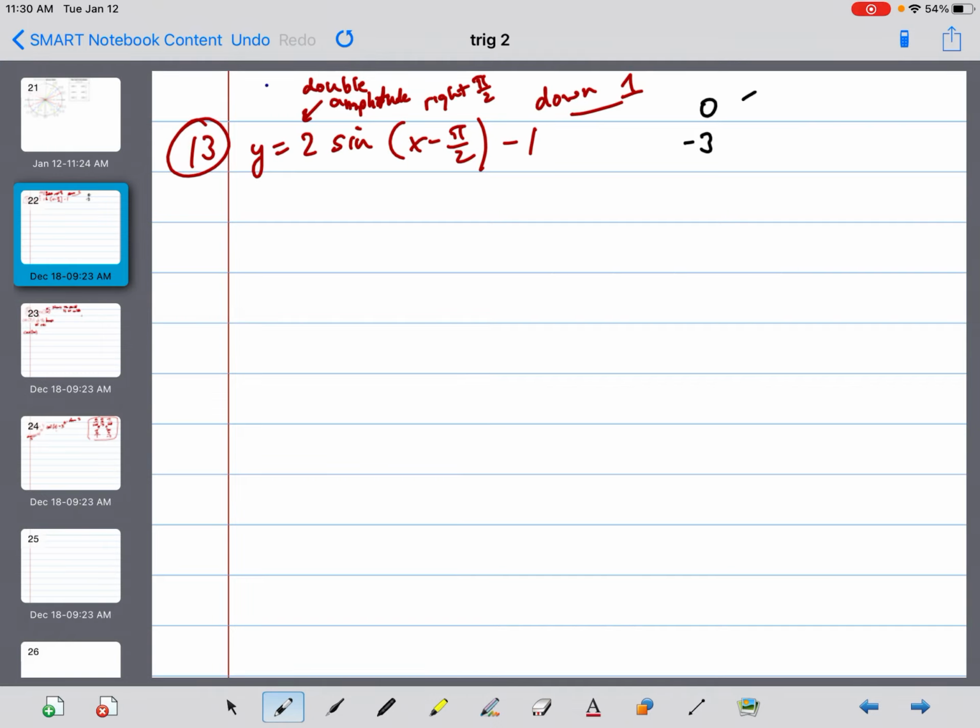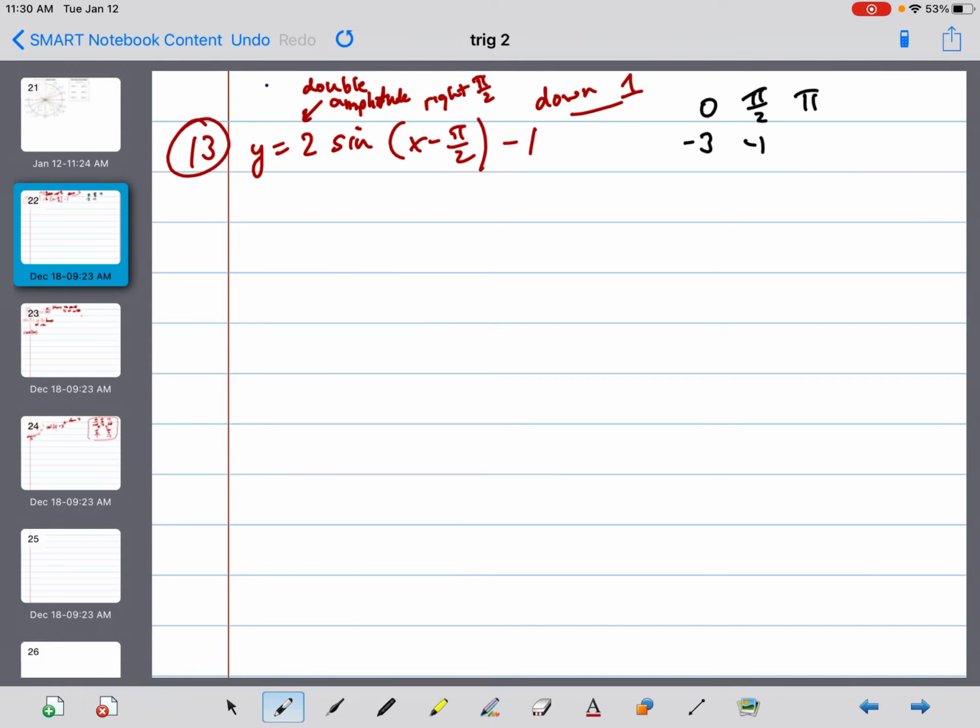At pi over 2, so pi over 2 minus pi over 2 is 0. Sine of 0 is 0. 2 times 0 is 0, and 0 minus 1 is negative 1. So at pi over 2, it's at negative 1. That's part of the down 1 shift there.